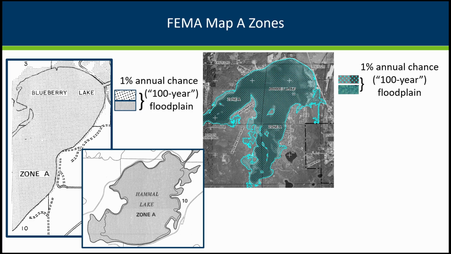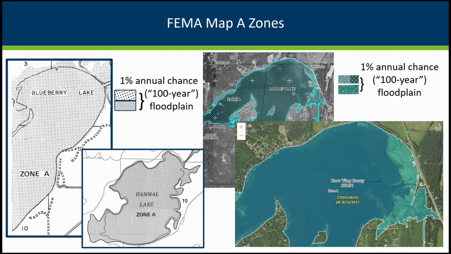And then as time went on and FEMA had later versions of the maps and viewers, this is what Zone A looks like. So you'll see the Zone A and this light blue coloring for the Zone A for that 100-year floodplain area.